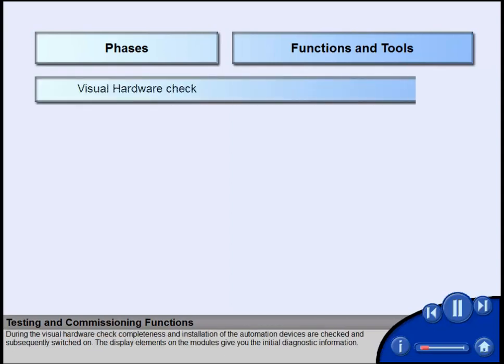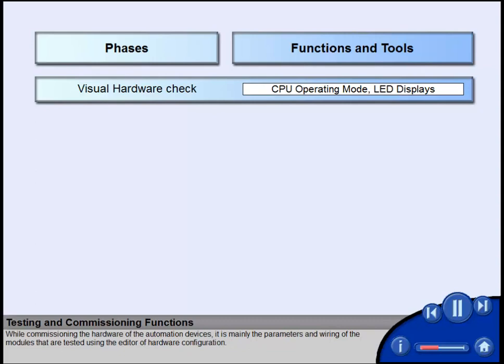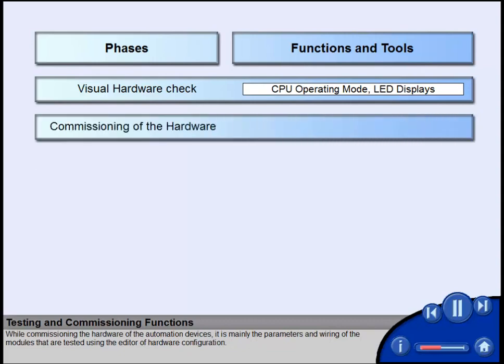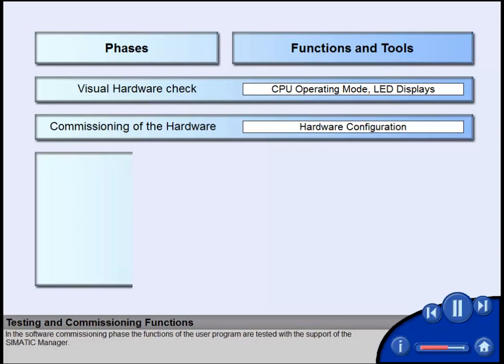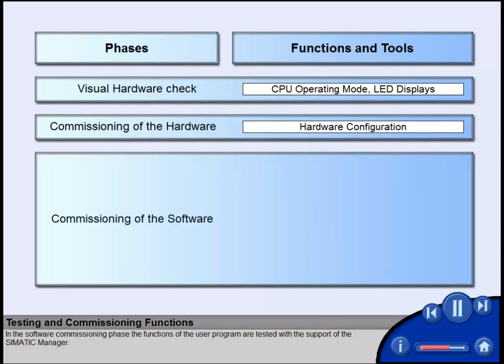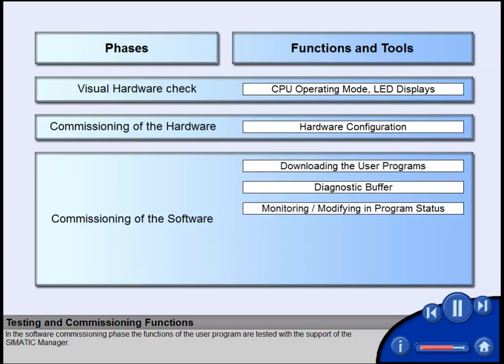During the visual hardware check, completeness and installation of the automation devices are checked and subsequently switched on. The display elements on the modules give you the initial diagnostic information. While commissioning the hardware of the automation devices, it is mainly the parameters and wiring of the modules that are tested using the editor of hardware configuration. In the software commissioning phase, the functions of the user program are tested with the support of the Simatic Manager.